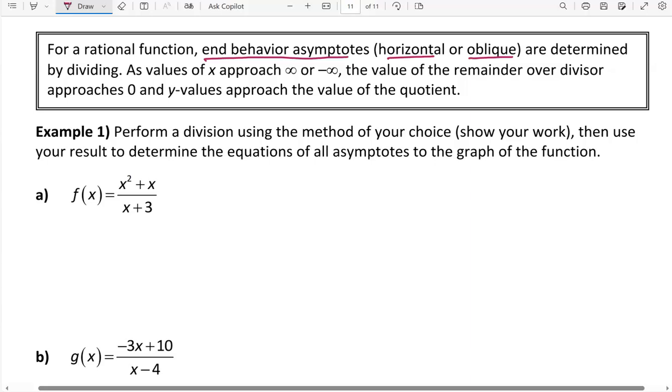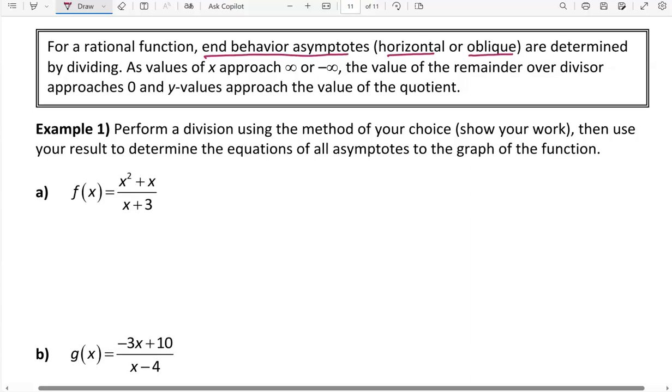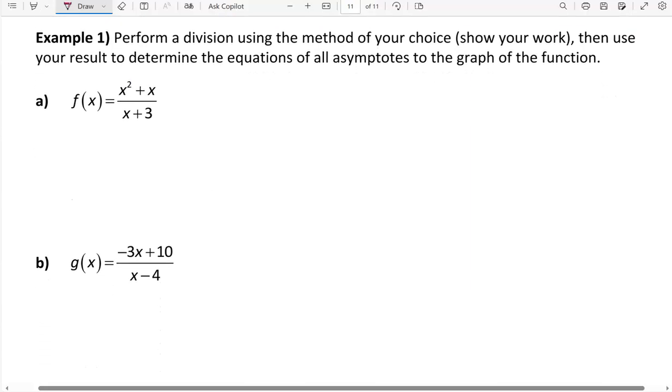As the values of x approach positive or negative infinity, the value of the remainder over the divisor approaches 0, and y values approach the value of the quotient. So we can find those end behavior asymptotes by dividing. In example 1, we're going to perform a division, and then we're going to use the results to determine the equations of all asymptotes to the graph. Let's determine vertical asymptotes first, because the vertical asymptotes don't require dividing.